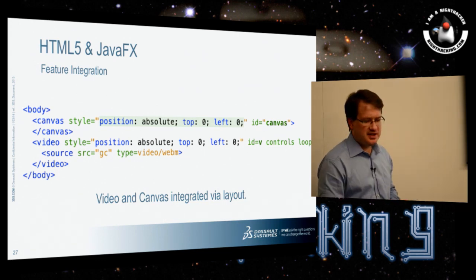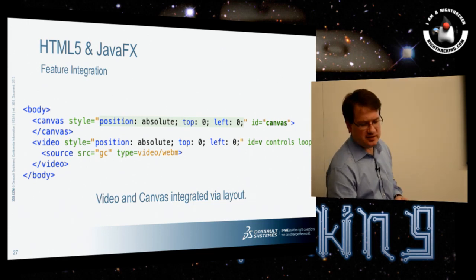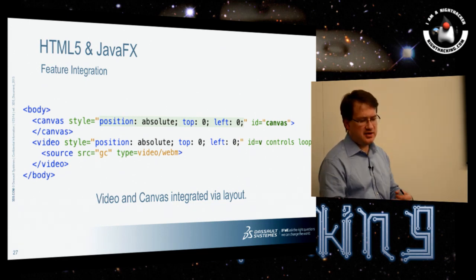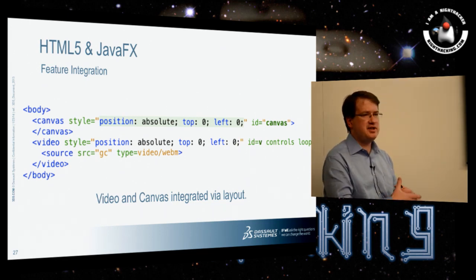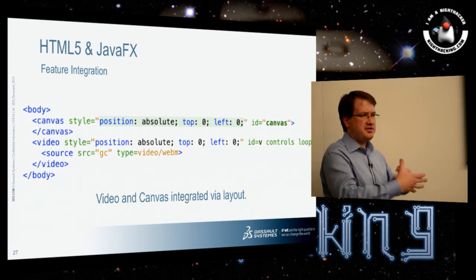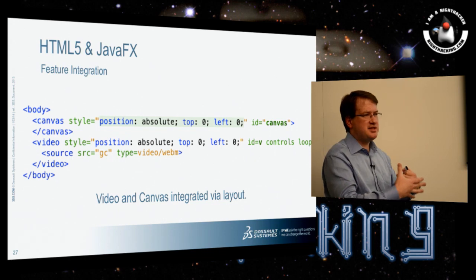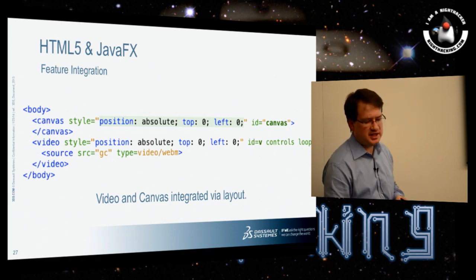That's as opposed to using a scene graph where you have different nodes that handle the rendering for you. So the video and canvas are integrated via the layout, not via a scene graph. This makes it much harder if you're trying to develop an application to integrate these different technologies. You're doing the integration yourself.